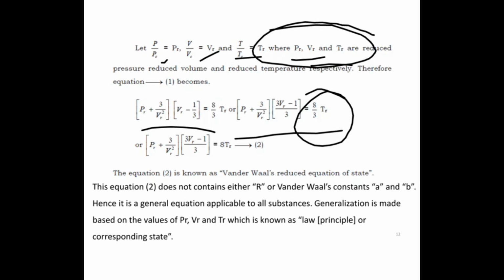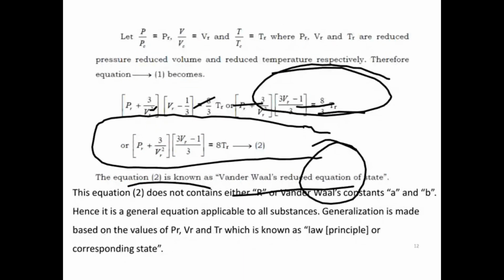Equation 2 is known as the van der Waals reduced equation of state. So this is the reduced form of the van der Waals equation. Here the general equation is applicable to all substances, and it is based on the values of reduced pressure, reduced volume, and reduced temperature, which is known as the law or principle of corresponding states.